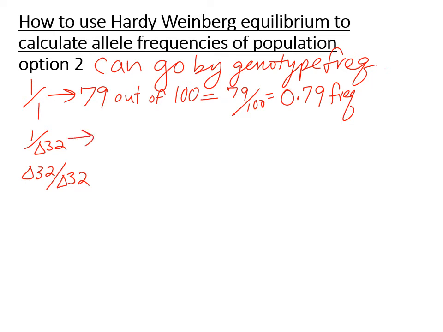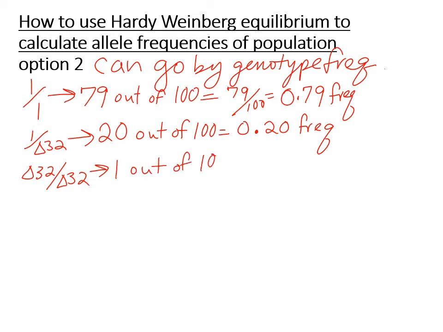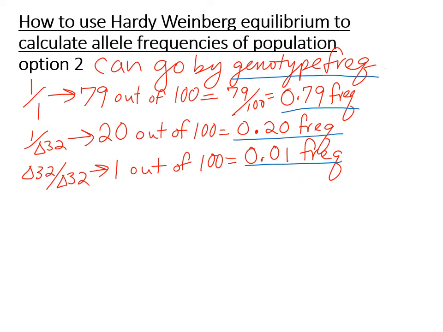The second genotype we said was 20 people out of 100 had that one. So you do 20 divided by 100, which gives you 0.20 frequency. And the third one, we said 1 out of 100. So you would do 1 divided by 100, which is 0.01 frequency. Okay? So now that you wrote out your genotype frequencies, there are your three genotype frequencies.